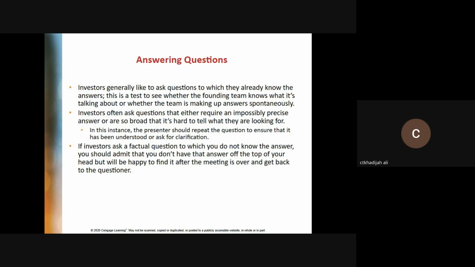Okay, this is for the answering question section. Investors generally like to ask questions to which they already know the answer. This is to test whether the founding team knows what it's talking about or whether it is making up answers spontaneously. Okay, this happened more last night. They just want to know whether you really have knowledge in whatever you present, in whatever you propose. Investors often ask questions that either require an impossibly precise answer or are so broad that it's hard to tell what they are looking for.